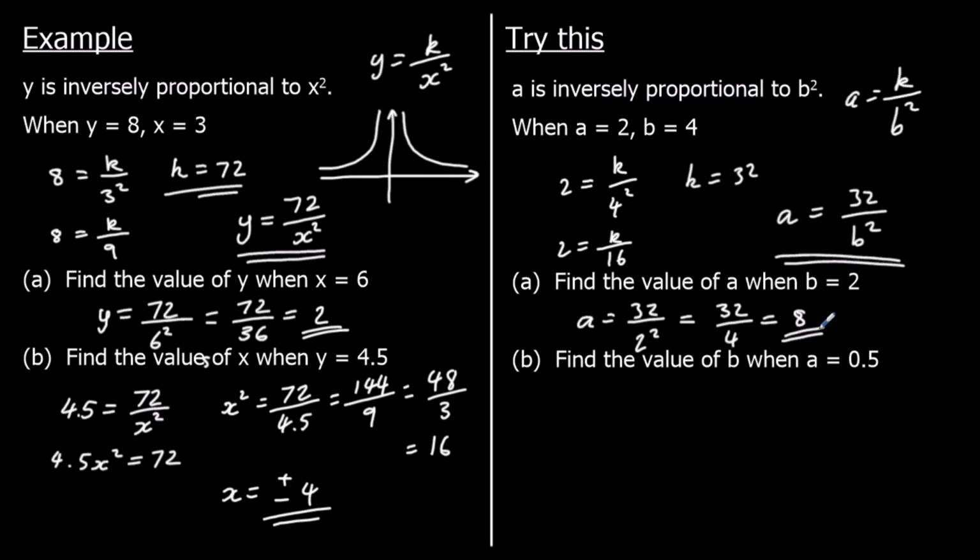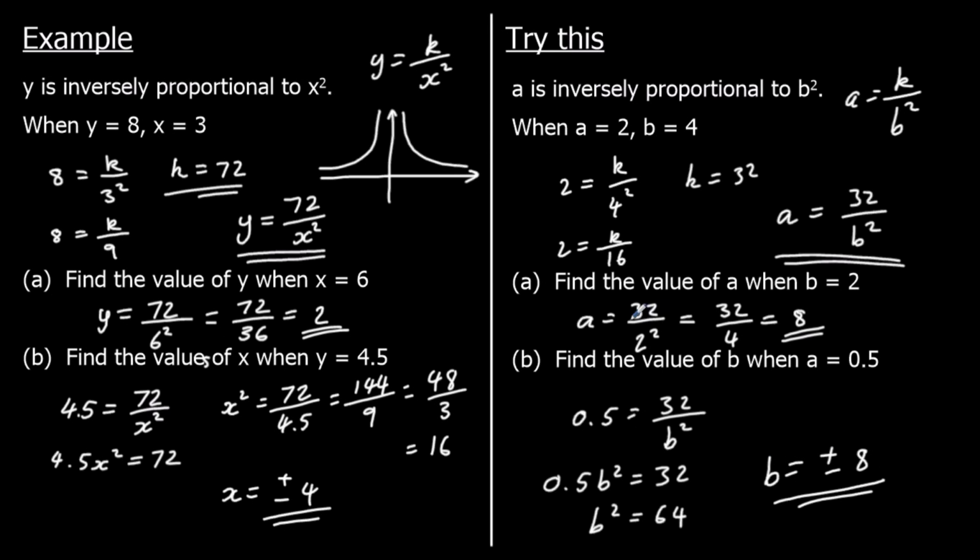Find the value of b when A is 0.5. So we've got 0.5 equals 32 over b squared. Times both sides by b squared. So half of b squared equals 32. Double both sides to get b squared by itself. So b squared is 64, and we square root both sides. So b is plus or minus 8.